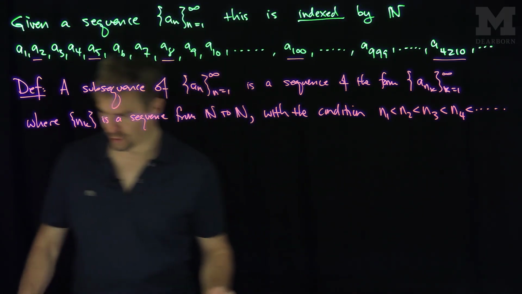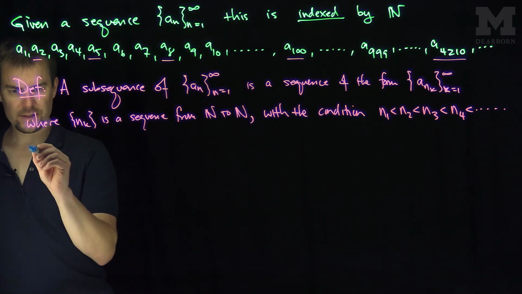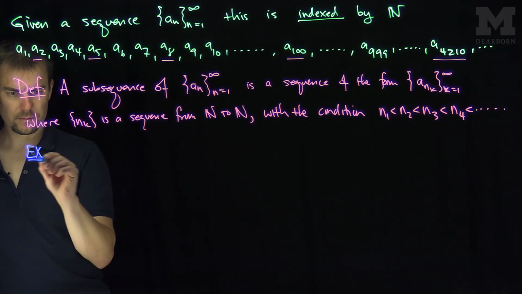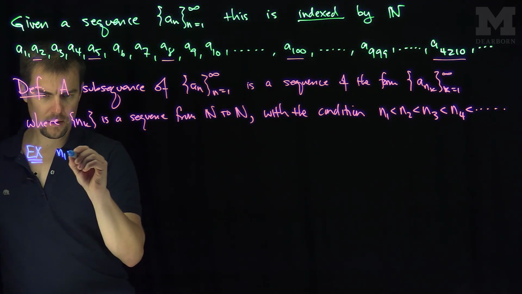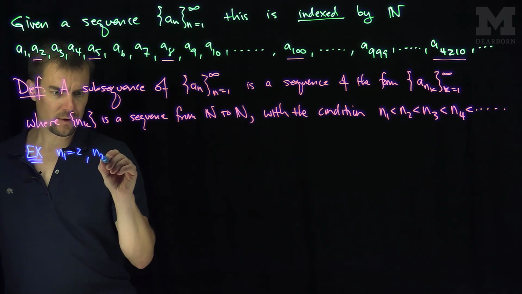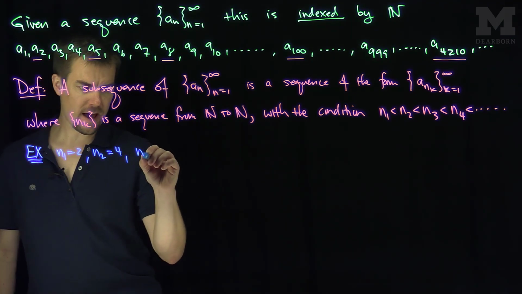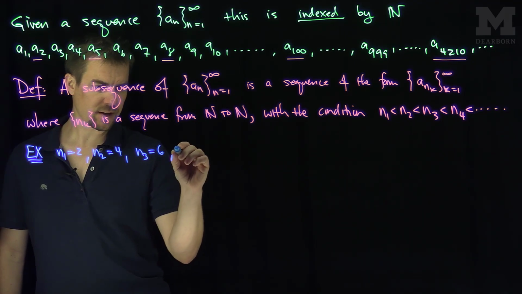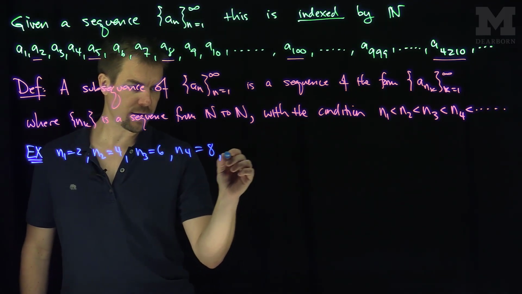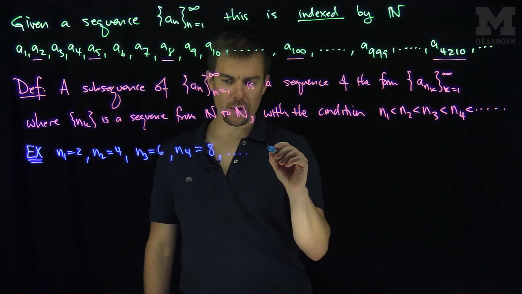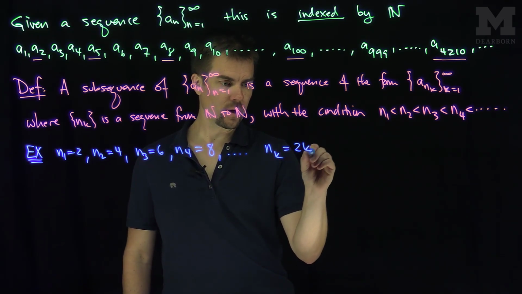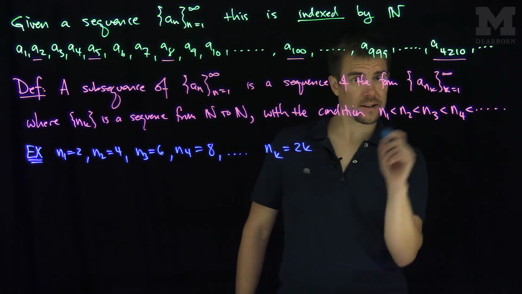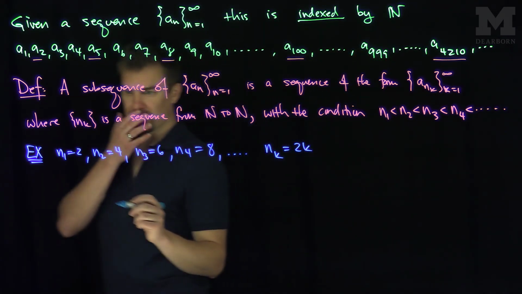For example, we could say that n_1 is 2, n_2 is 4, n_3 is 6, n_4 is 8, and you're starting to see the pattern. In general, we can choose n_k to be 2k. And 2k clearly satisfies this condition. Another example is I could do this.